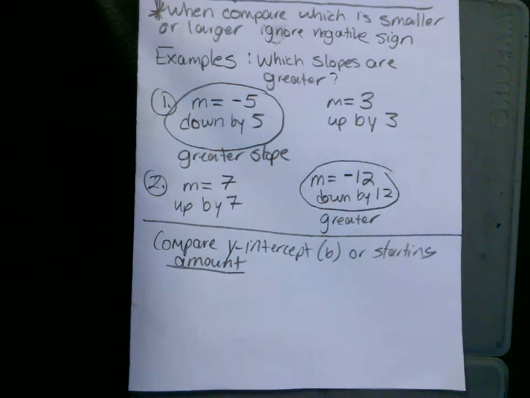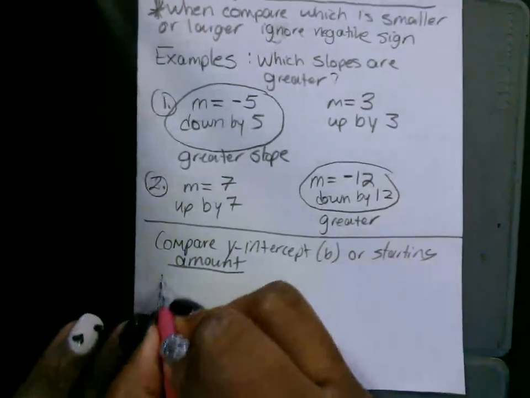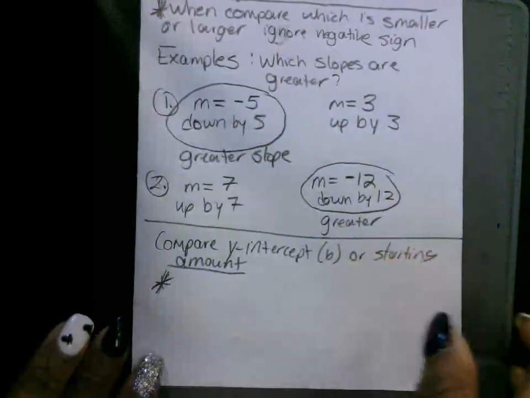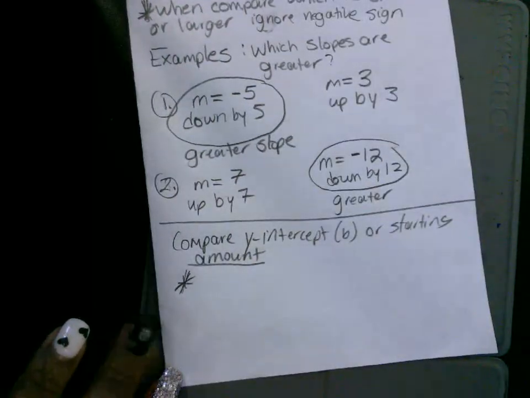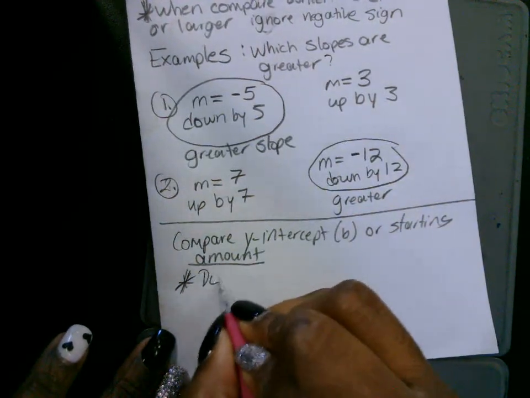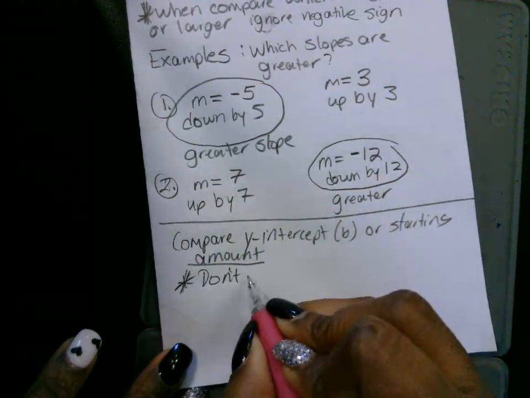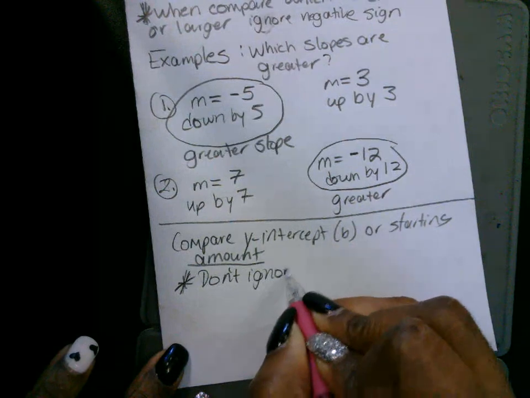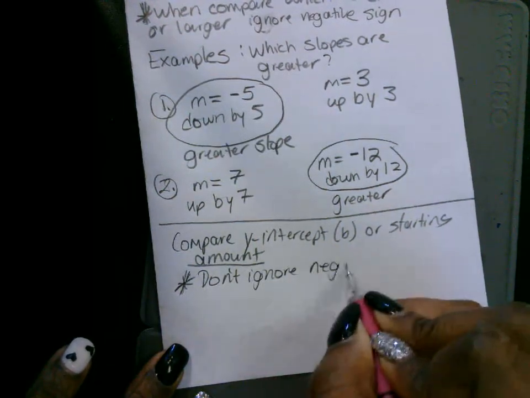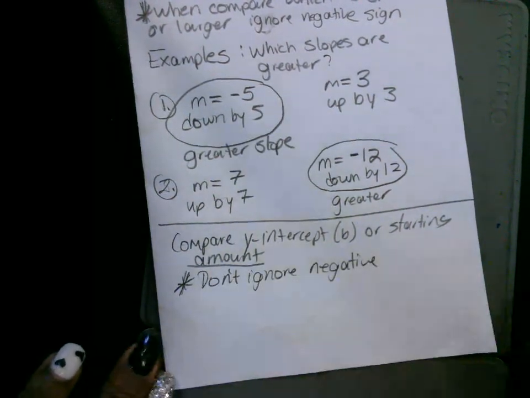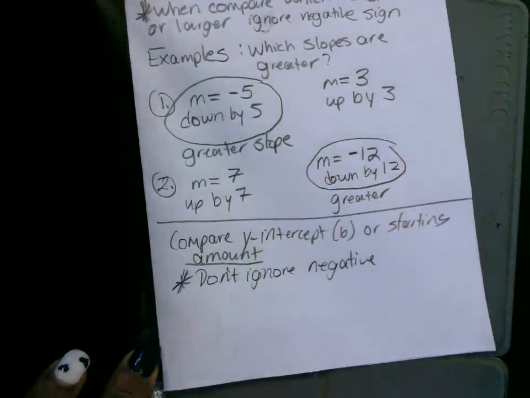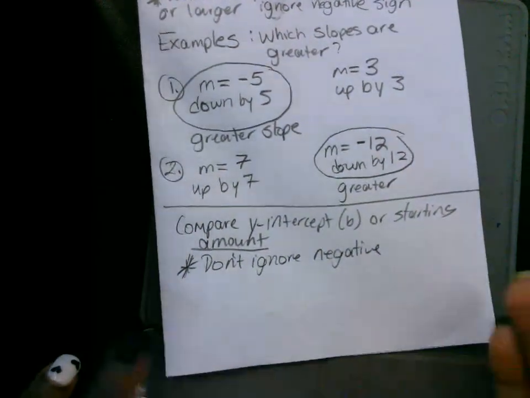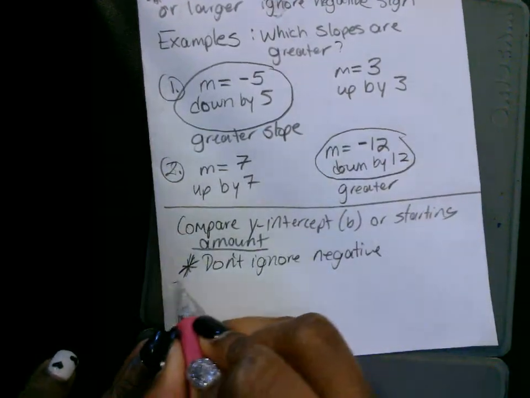So you're going to choose the number that is greater. You cannot ignore the negative. Don't ignore the negative. You're going to pick the actual number that's greater or smaller. Do not ignore the negative. All right, so let's look at this example.